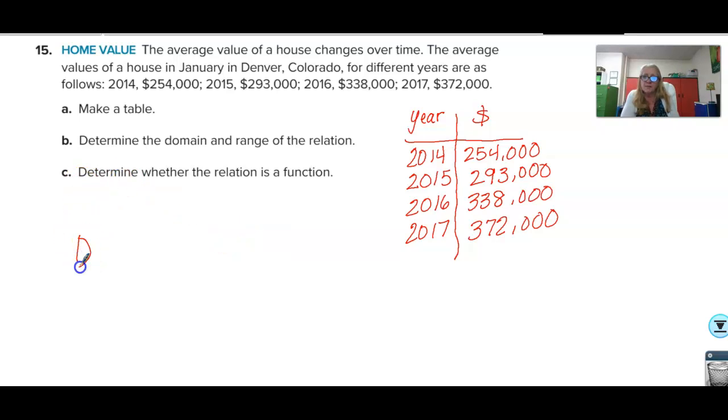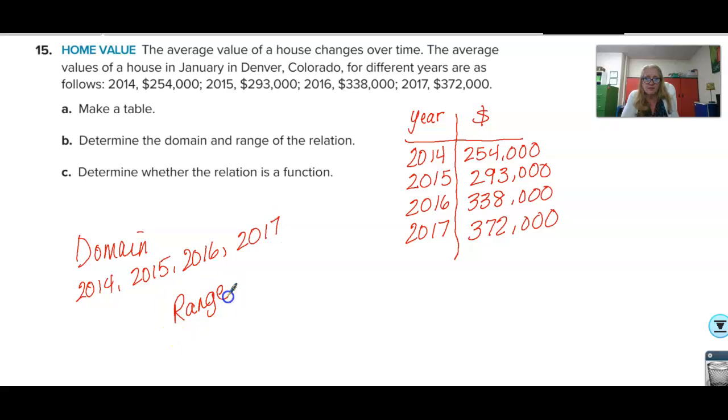Determine the domain and the range. Okay. Domain is 2014, 2015, 2016, and 2017. The range would be the home prices: 254,000, 293,000, 338,000, and 372,000. Is it a function? Well, I don't see any duplicates in the x column, so yes, it's a function.